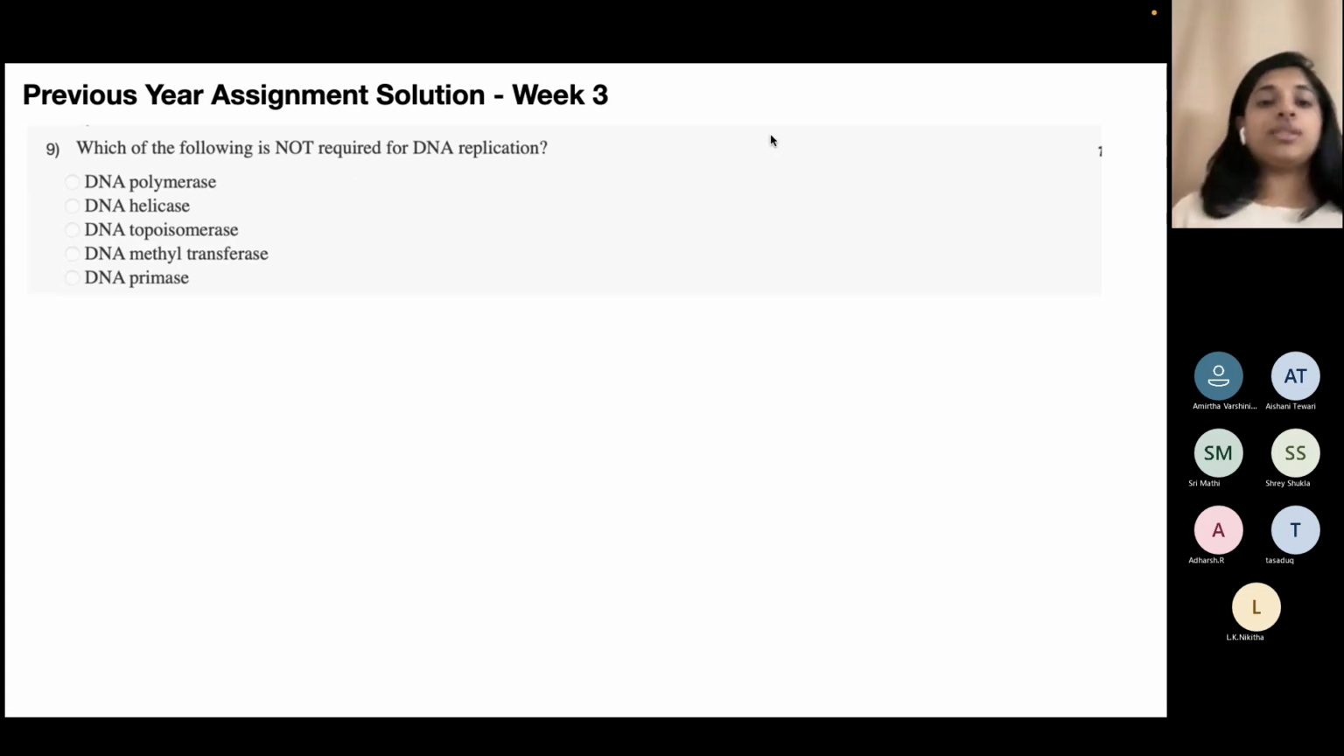The next question was, which of the following is not required for DNA replication? The polymerase enzyme we have seen is what has the catalytic core to add the fresh dNTPs to the 3' end. DNA helicase is also required because that is what unwinds the DNA. DNA topoisomerase is an enzyme that prevents the supercoiling of the DNA at the region that is in front of the helicase.